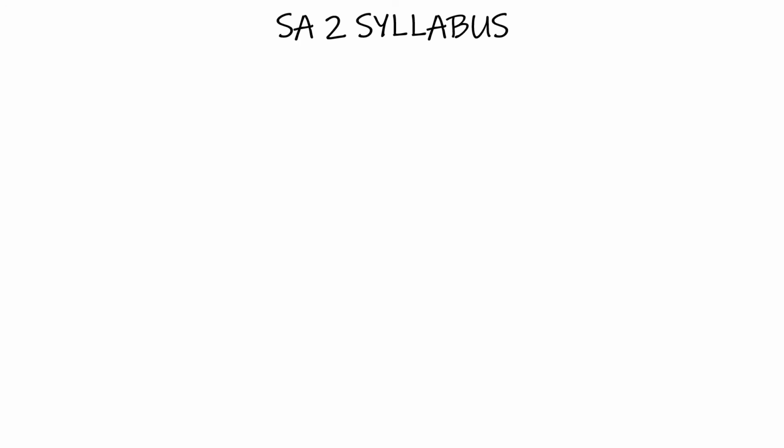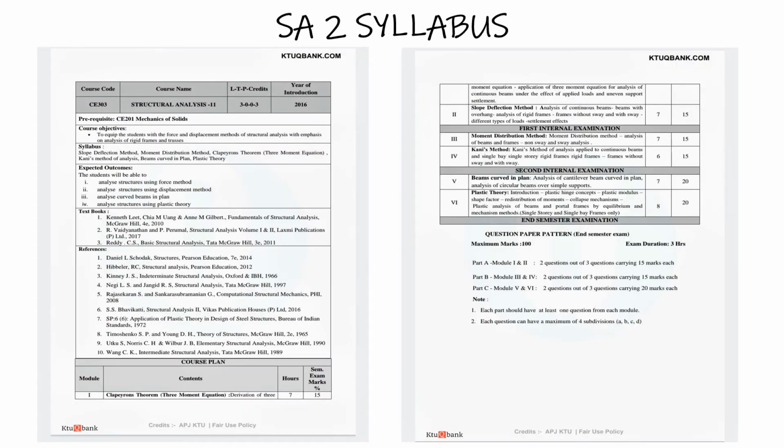Now, let's have a look at the Structural Analysis 2 syllabus. You have 6 modules in total. Your first module includes Clapeyron's theorem or the three-moment equation. As I have explained earlier, this method is a force method used for the analysis of statically indeterminate structures. Then, the second module is the slope deflection method, which is a displacement method used for the analysis of statically indeterminate structures.